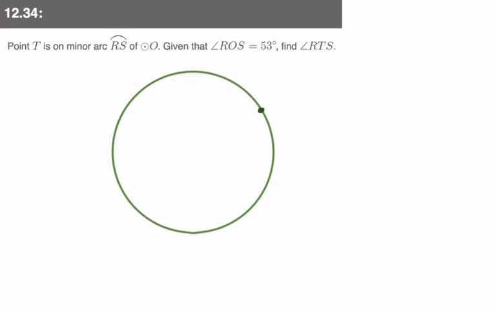Now let's look at number 34. Point T is on the minor arc of RS. So that means this is R, that's S. T is somewhere between R and S. Minor means smaller. So let's call that T. Angle ROS is 53. So that means that's 53 degrees. They want us to find out the measure of the angle RTS.